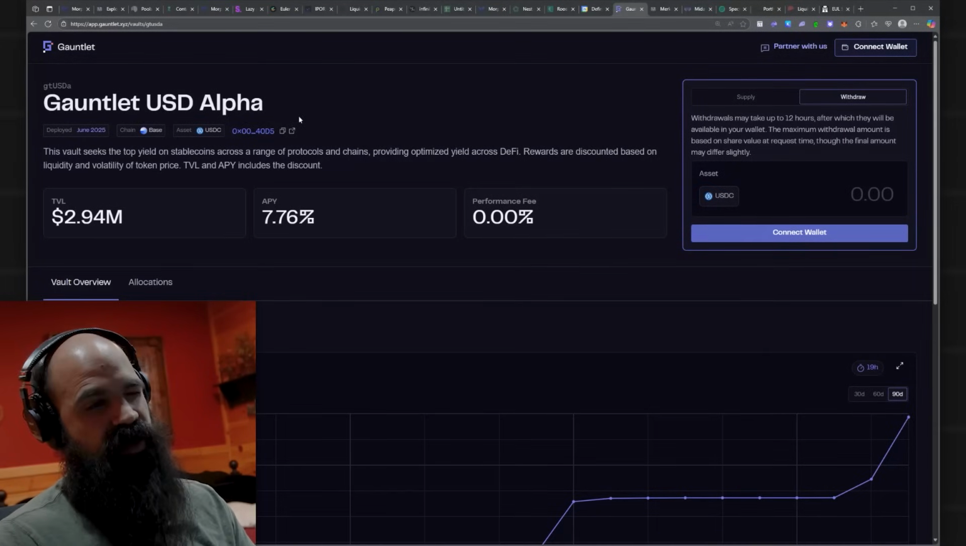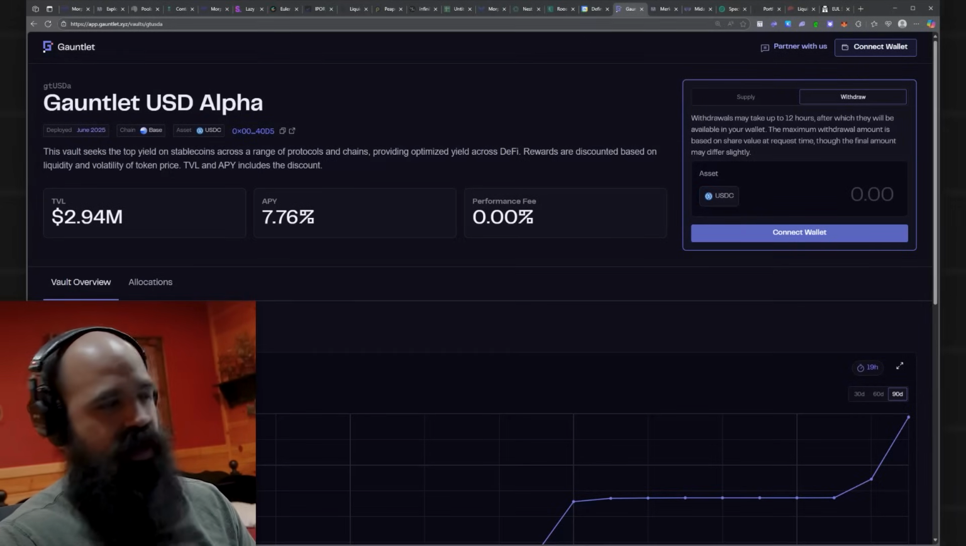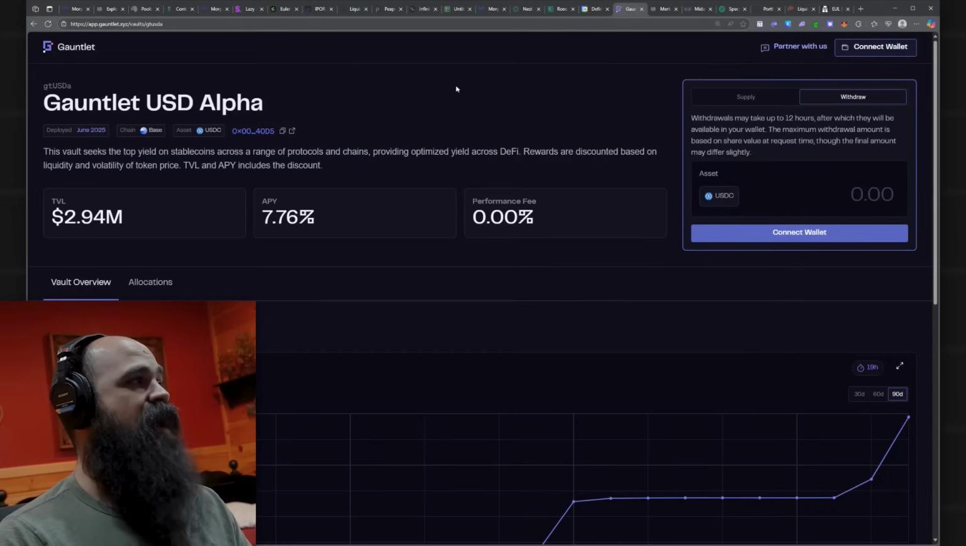You can only deposit on Base right now. I think they'll have deposits open on mainnet hopefully in the future. They're Base aligned, I imagine. But I'm definitely keeping my eye on this one. I think it'll be good.